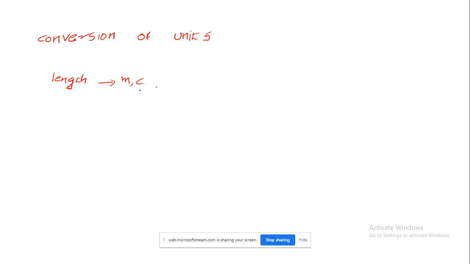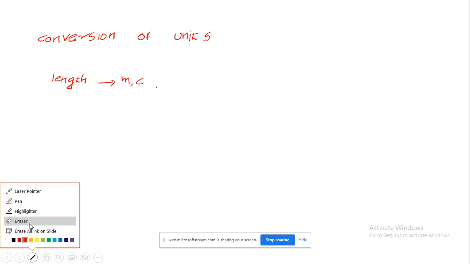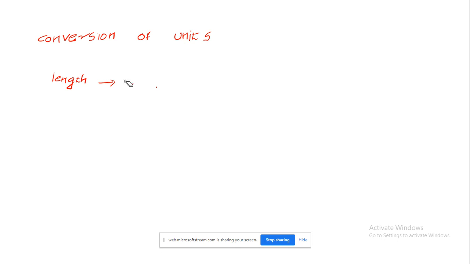So as always, this conversion is absolutely necessary. Questions like conversion of units can be rigorously asked in exams. So today we'll be discussing a few conversions, like how we convert from one unit to the other unit. All that will be discussed in this session.